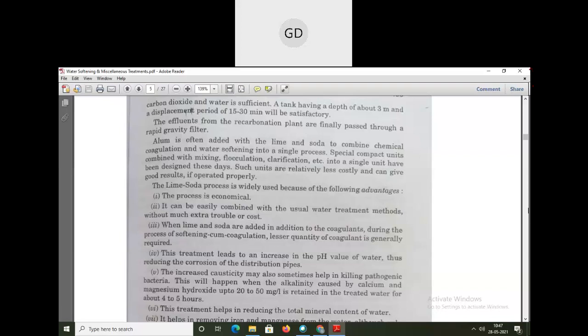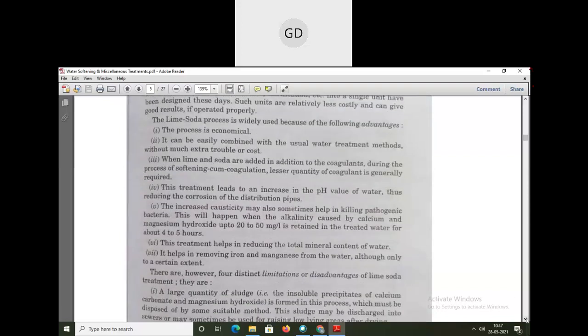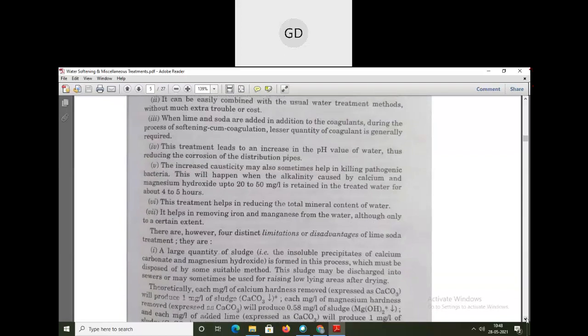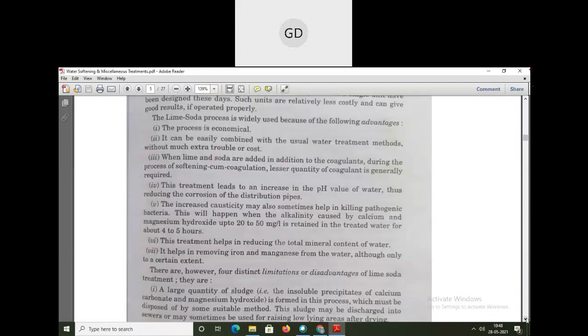So this treatment also helps in reducing the mineral content of the water. It helps in removing the mineral content of the water, and also it helps in removing the iron and manganese from the water. So these seven are the advantages of using the lime and soda process in the water.